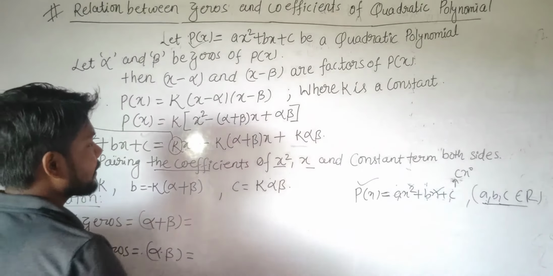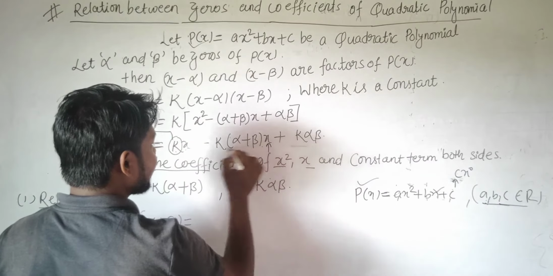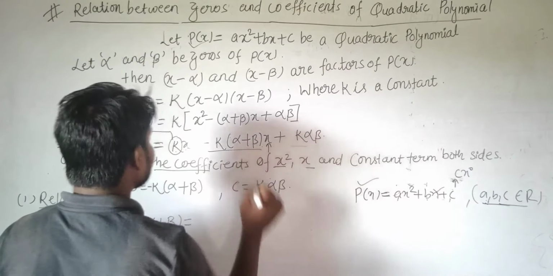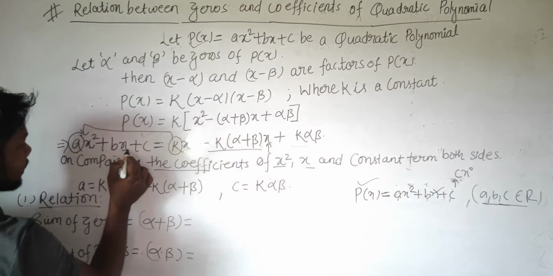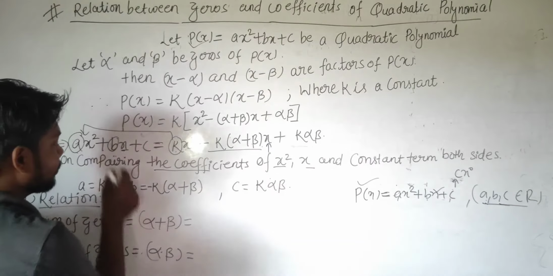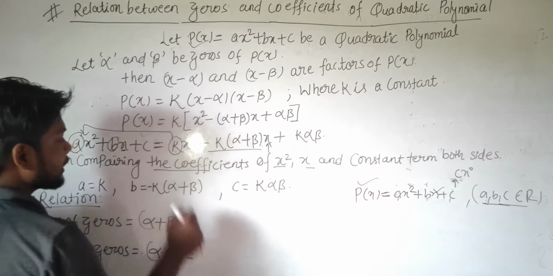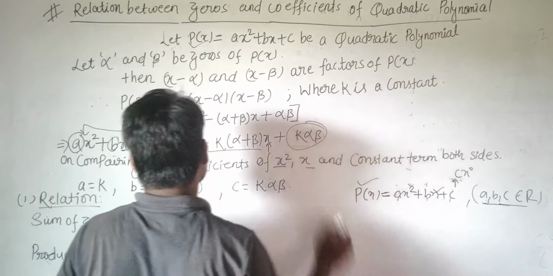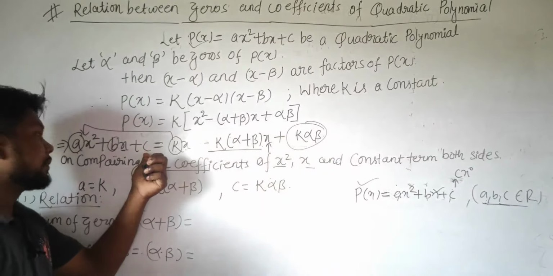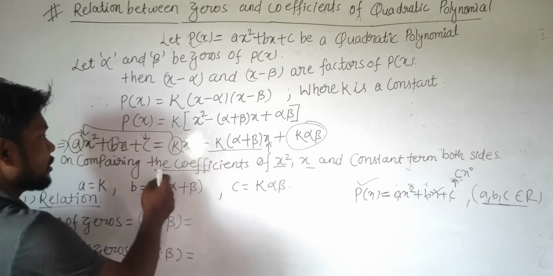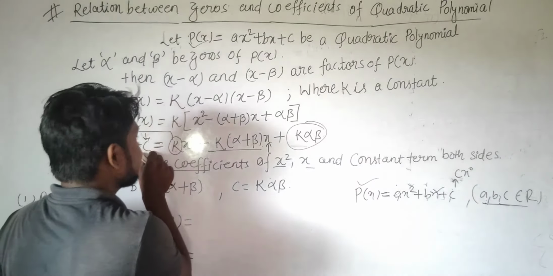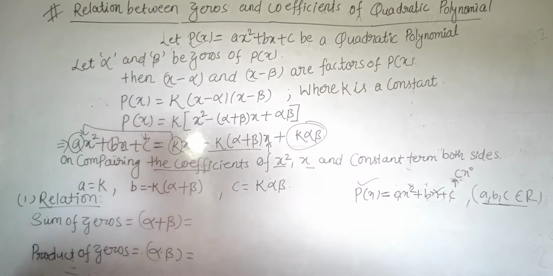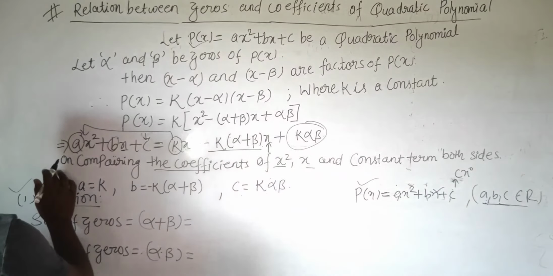Okay, next, the coefficient of x. Here the coefficient of x is minus k times (alpha plus beta). So the coefficient of x is b, and we can say b is equal to minus k times (alpha plus beta). Next, the constant term. This is the constant term, and on the left side, c is the constant term. So we can say c is equal to k times alpha into beta. Okay, so now let's see the relations.